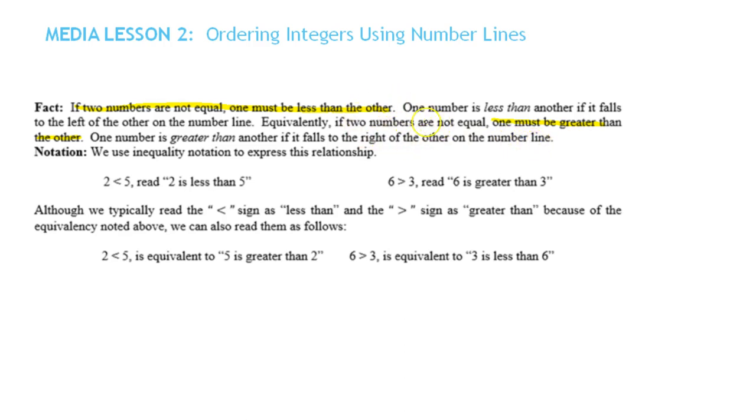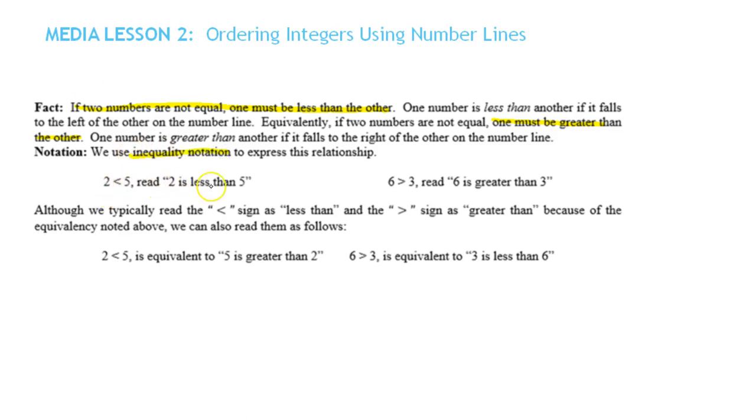So basically this means to determine the ordering of two numbers, one's going to be less than the other, one's going to be greater than the other. We need to compare them relative to each other on the number line and see which one is to the right or left of the other. This is the inequality notation that we use.